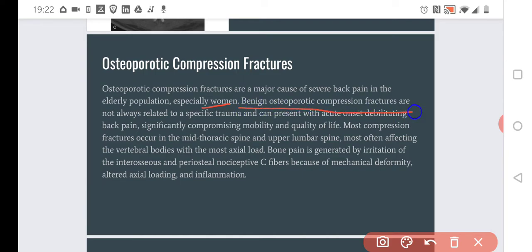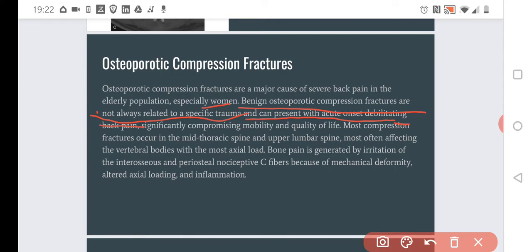Benign osteoporotic compression fractures are not always related to specific trauma. It can be persistent with acute onset debilitating back pain. So why is it important that this is osteoporosis? Because this is a fracture that can happen without any trauma. So we are just standing up and we get a fracture of our back. It can be extremely painful. It can compress the spinal cord. It can compress the nerves around. So it is very problematic, and it is very common in the older population.